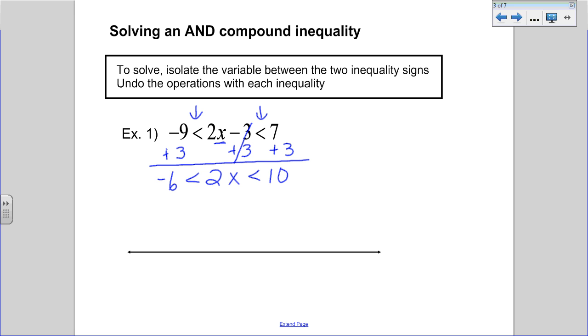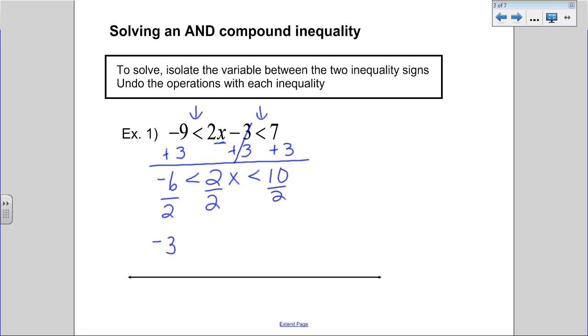Once again, we undo multiplication with division. Our algebra hasn't changed, but I have to divide by that 2 in all three parts. That shared x has to share all of its algebra with both those inequalities. So I divide by 2.